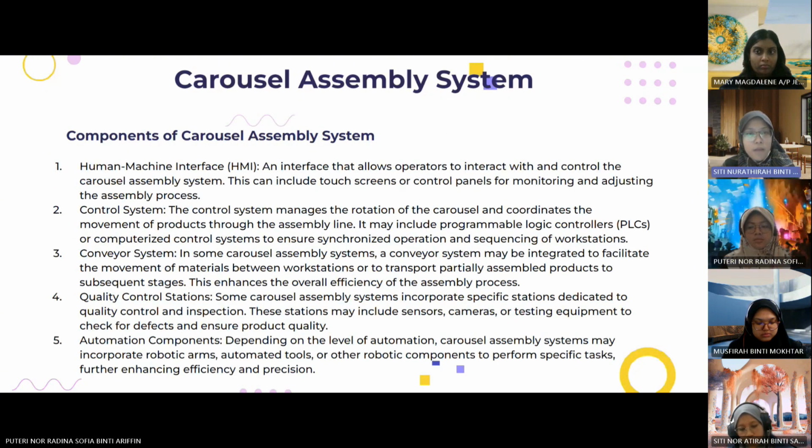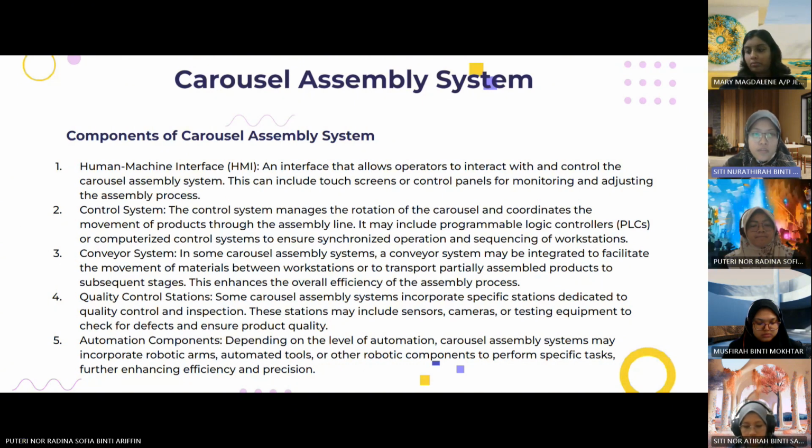Next slide. For the components of carousel assembly system, first is human-machine interface, HMI, an interface that allows operators to interact with and control the carousel assembly system. This can include touchscreens or control panels for monitoring and adjusting the assembly process.